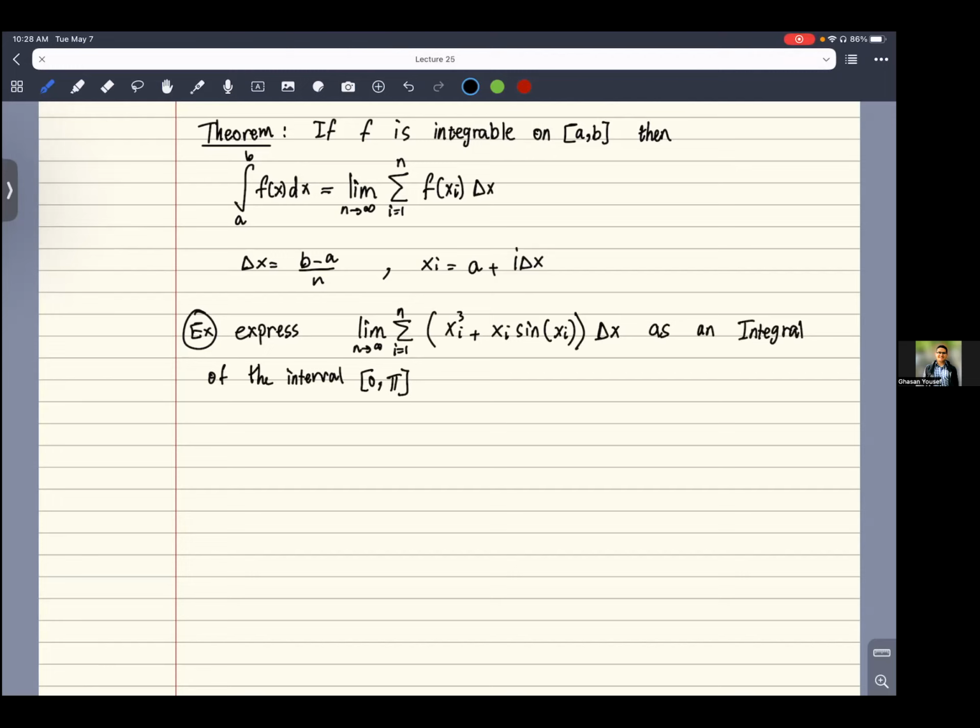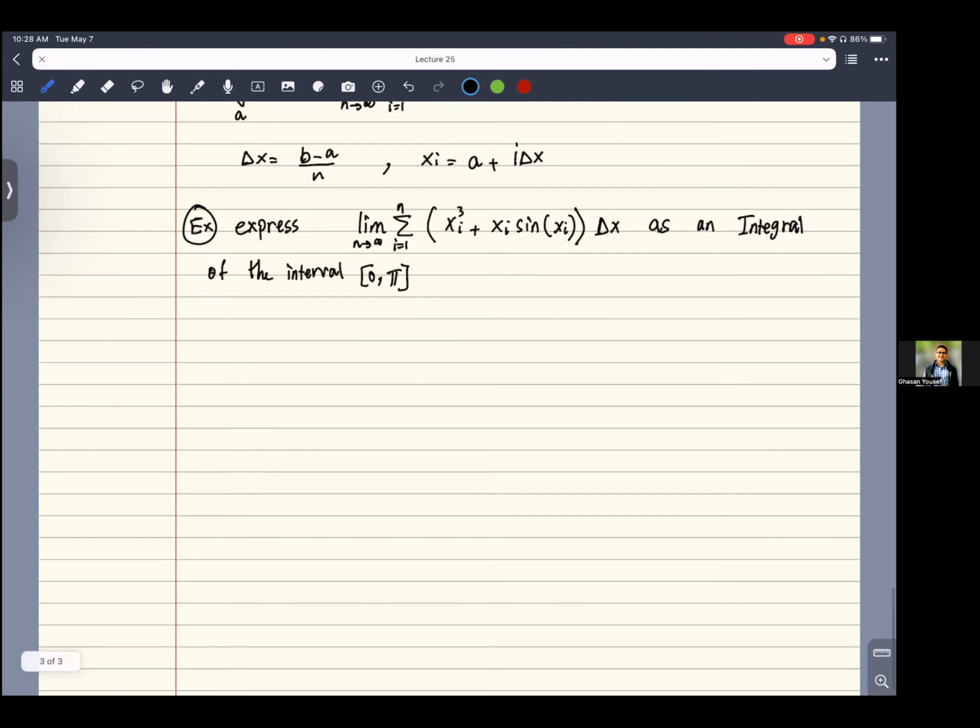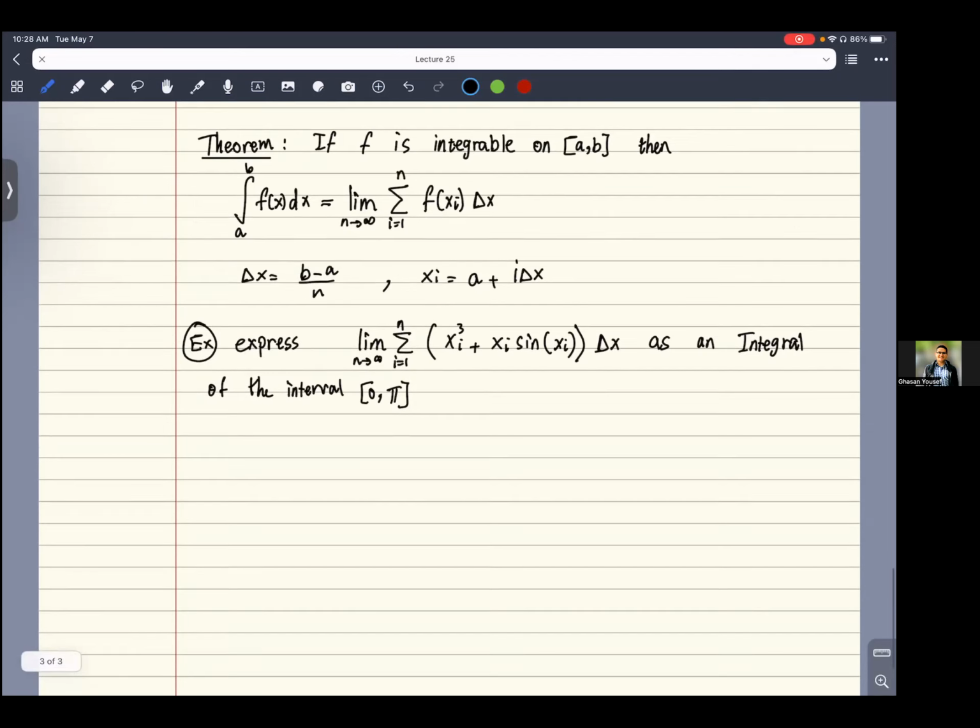I got a question from Freddy: is that the area for the complete function? It is the approximate area, not exactly the area. But the approximate area here is negative. Why? Because the approximate area above the x-axis is smaller than the approximate total area below the x-axis. Now express this as an integral. So how can I express this as an integral?